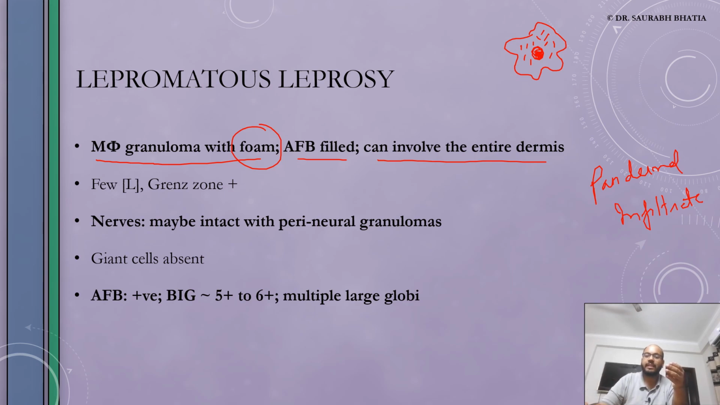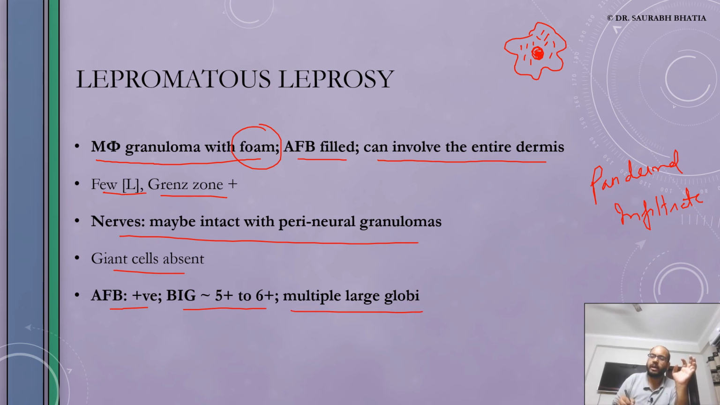This is an infiltrate that involves the entire dermis. Few lymphocytes are there, Grenz zone is present. The nerves may be intact with perineural granulomas. We know that as we move towards the lepromatous pole, the nerve trunks are intact. The giant cells are absent. AFB is positive. Bacillary index is plus 5 to plus 6 with multiple large globi. Remember, if you see even a single large globus, you can easily mark the biopsy as BI of 6 plus. So remember one thing: macrophage granuloma with a lot of foam. Let's move forward.